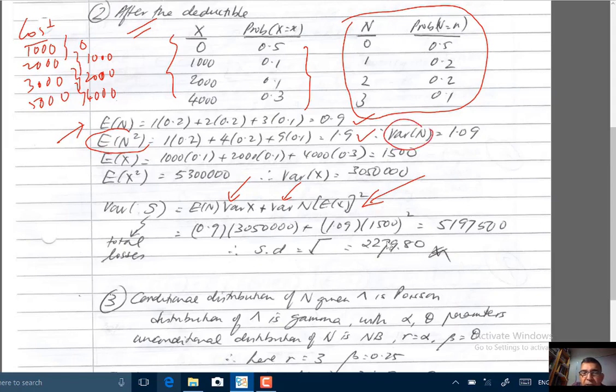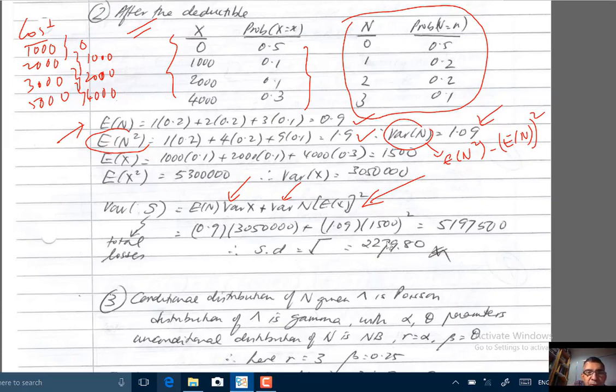So the variance of N will be the expected value of N squared minus the expected value of N, whole thing squared. Let me write it here. Use a calculator, you will get 1.09.